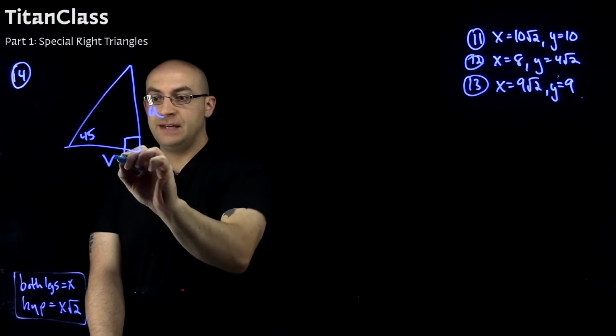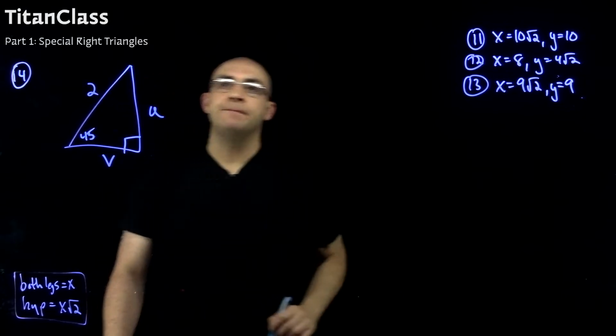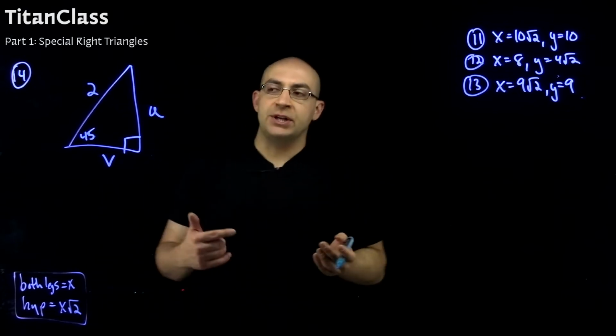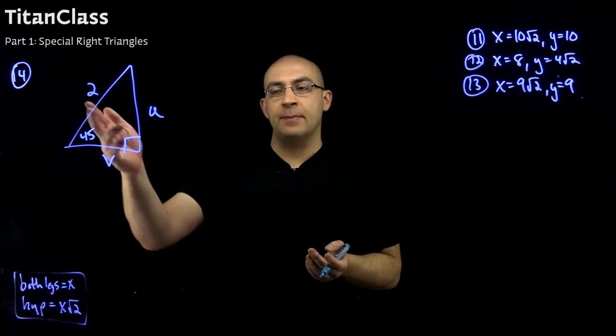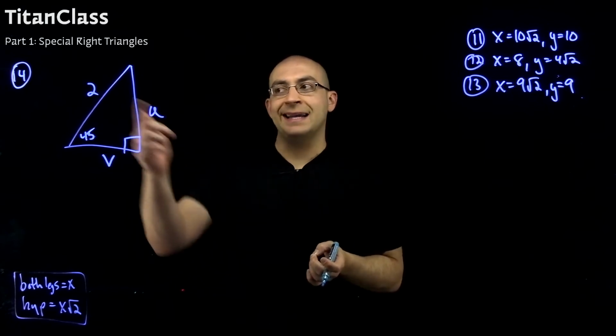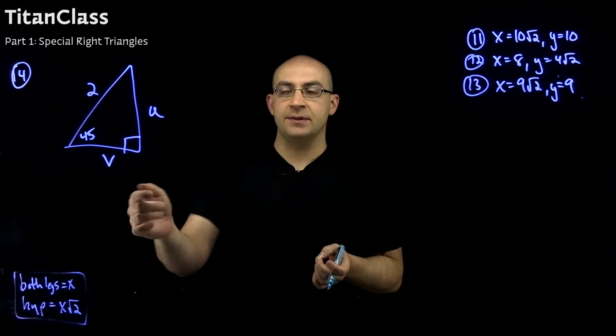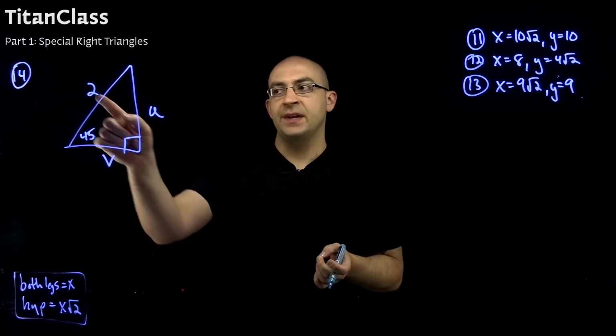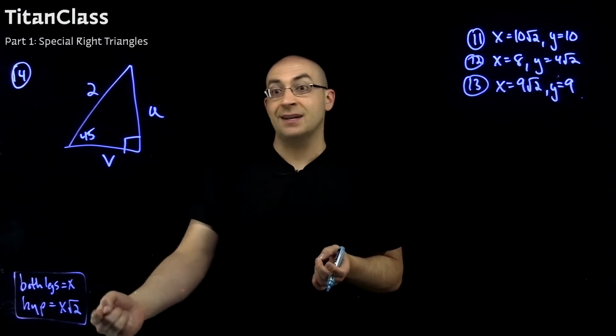U, V, and 2. Okay. A little more of a challenge, right? So I'm only given the hypotenuse, and that's 2. Now remember, I can't just substitute the 2 into these values, because although these are the same, the measurement of the hypotenuse, remember, is x root 2.